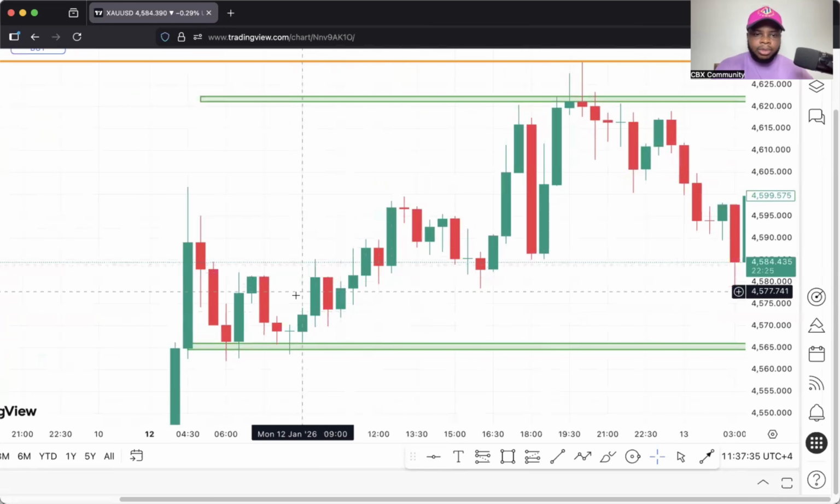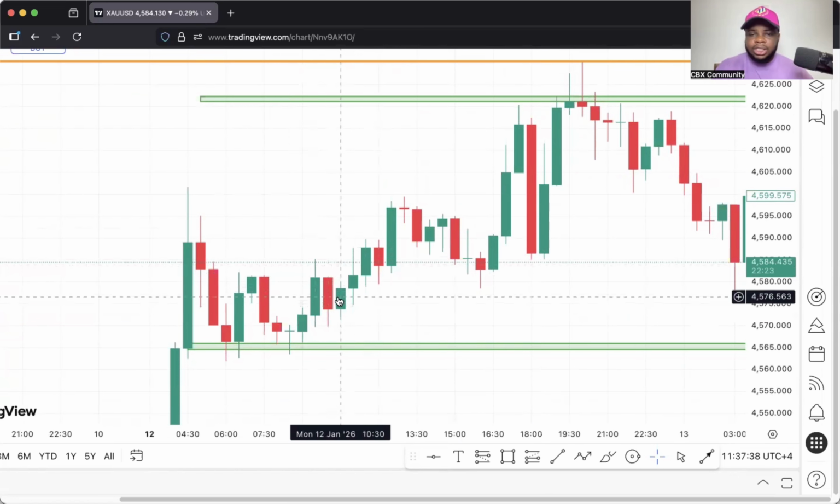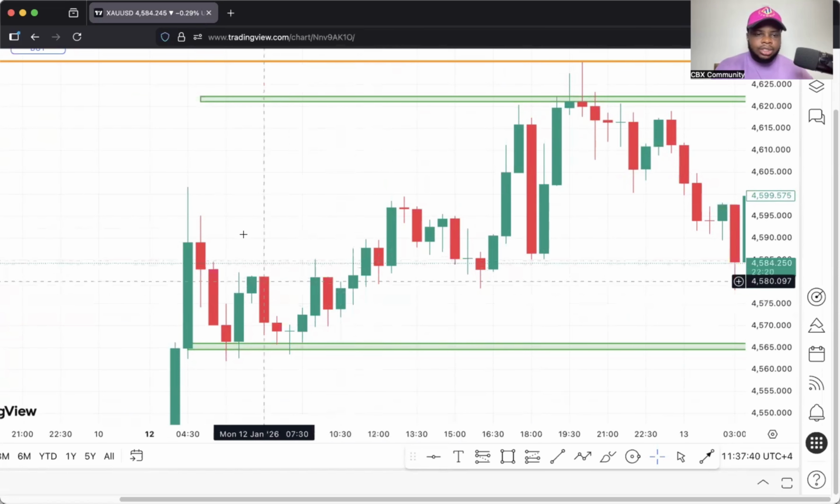Look at how the body of this candle, some of them are bigger than the body, some of them are bigger than the body. So let's say this candle closes, let's use there.